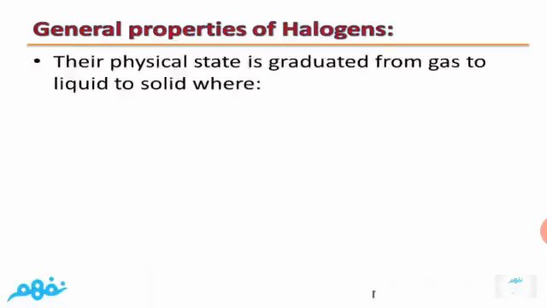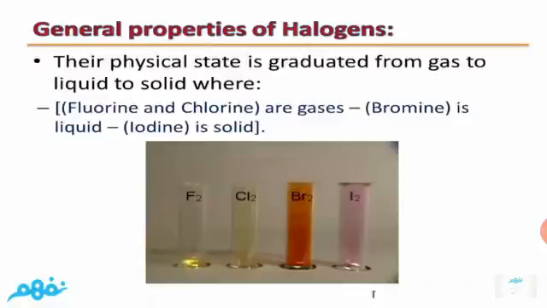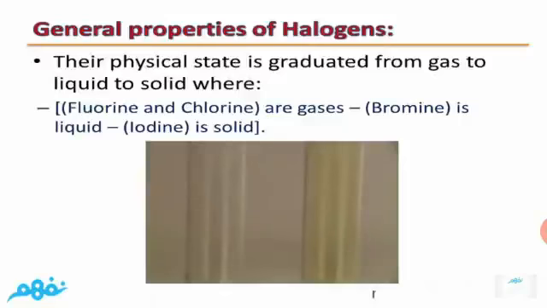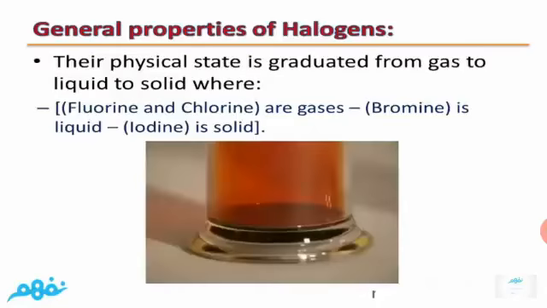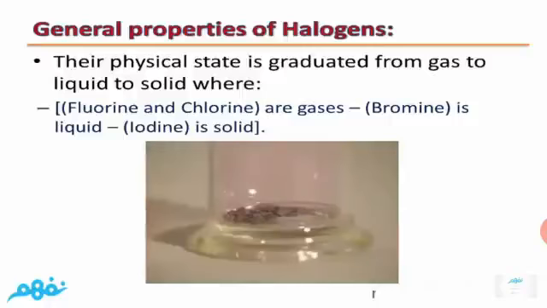Number 3, their physical state is graduated from gas to liquid to solid, where both fluorine and chlorine are gases, as shown. Bromine is a liquid, which has a brown color. Iodine is a solid, which has a violet color. As shown, fluorine and chlorine are gases, bromine is a liquid, iodine is a solid.